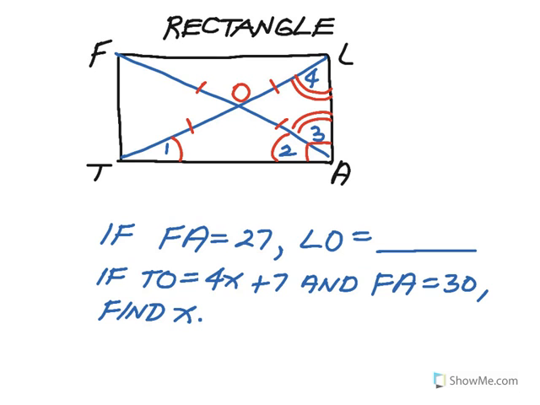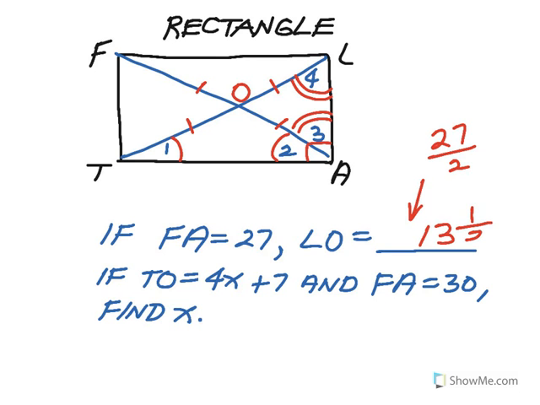Okay, in the next example, let's say that we're told the diagonal length of FA is 27, and we're supposed to find the length of LO. Well, I can see that LO is the same as FO, which is half of FA, so all the halves of those diagonals are the same, so this should be 27 halves, or 13 and a half.